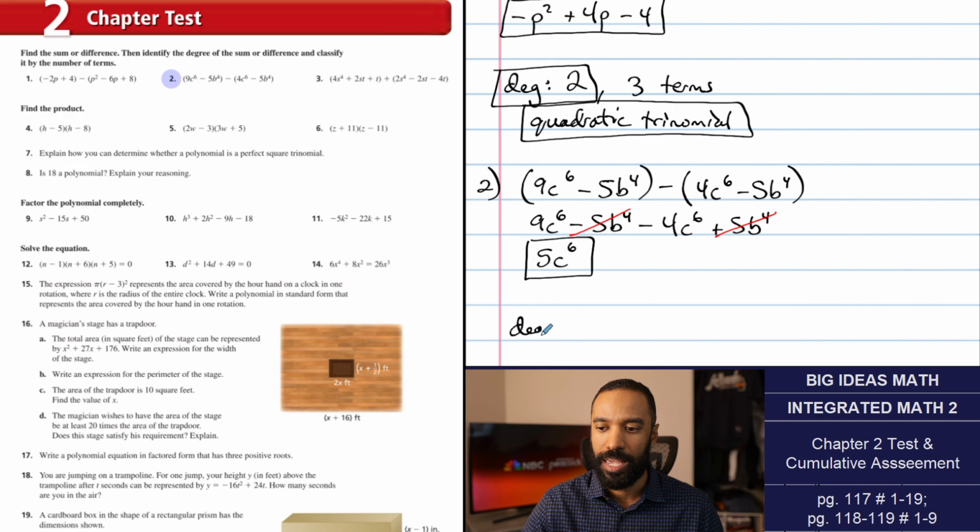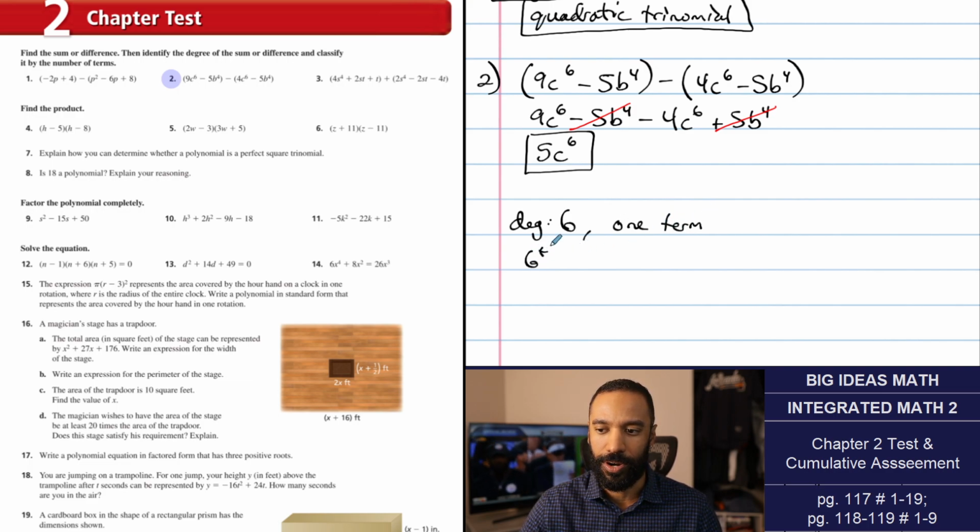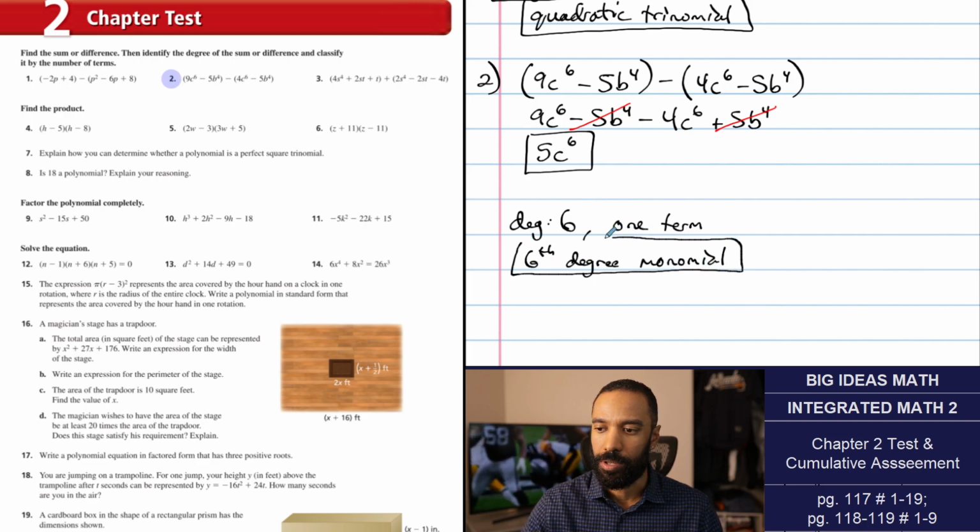That is all. It is a 6th degree polynomial with one term, which makes it a 6th degree. They really want me to say sextic again. 6th degree monomial. One term is a monomial.